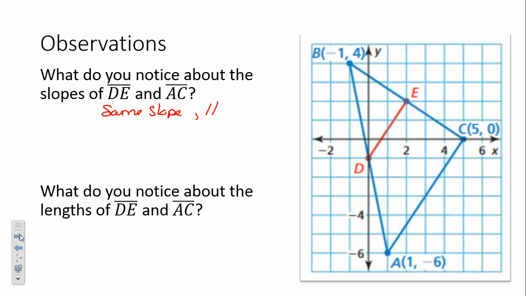Okay, so John, what's the slope of DE? Up 4 over 2? Not quite. Not 4, but 3. Up 3 over 2. Okay? Everybody see how we got that?